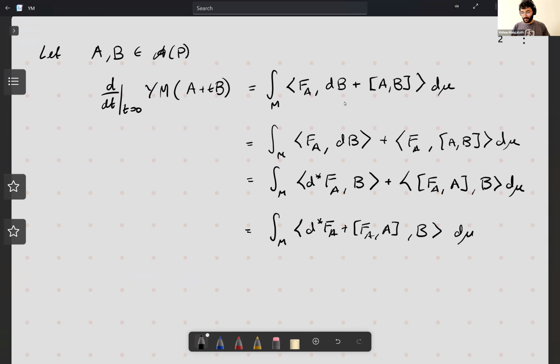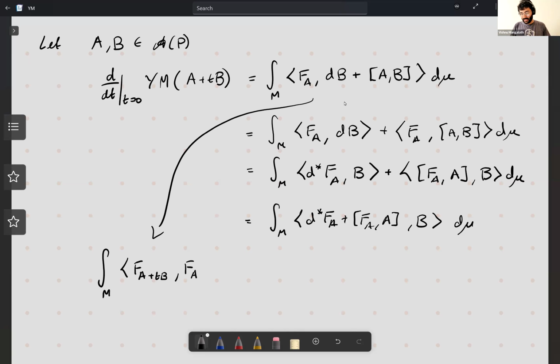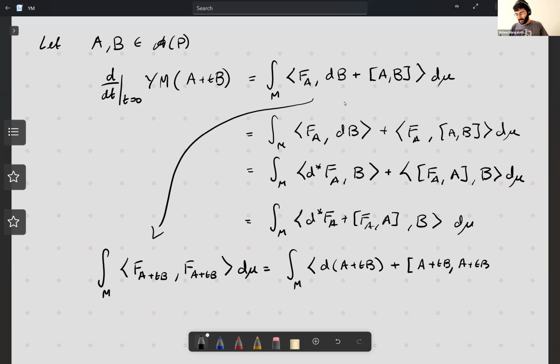So I'm looking at this quantity, the integral over M of FA plus tB in a product with FA plus tB. So let's put an arrow here. I'm using the Cartan structure equation, so that gives me dA plus tB plus A plus tB in a product with, I'll just write, FA plus tB.